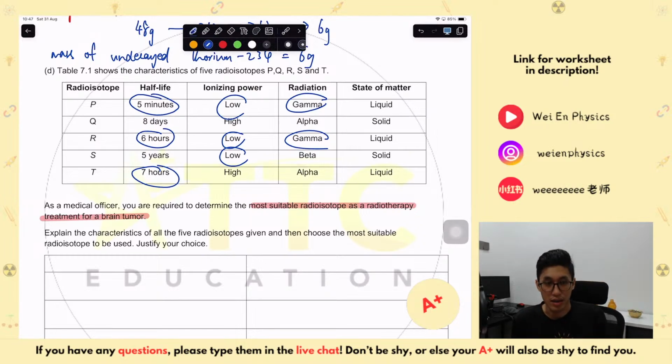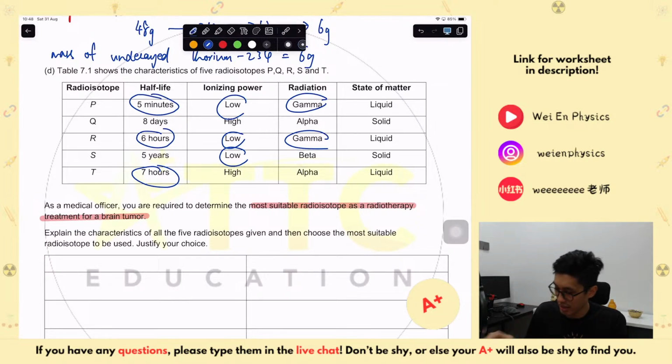Okay? And even if you put it into your body, same thing also, because we want it to penetrate the cells. Yeah, we want it to penetrate the cells, and anything that's covering the cells. So it must be either gamma or beta. Normally gamma. Okay, and the last one will be the state of matter.